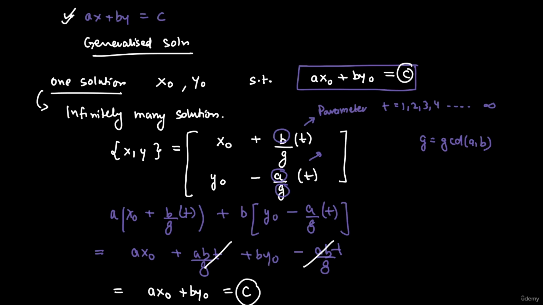And hence if you are able to find one solution, you can claim that there exists a family of solutions, and by putting various values of t, you can get infinitely many solutions for a linear Diophantine equation.